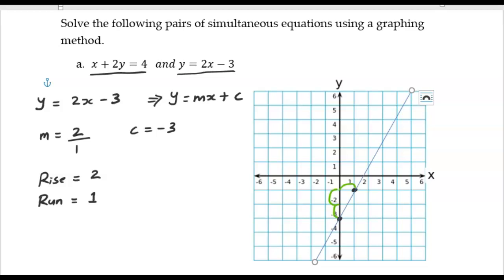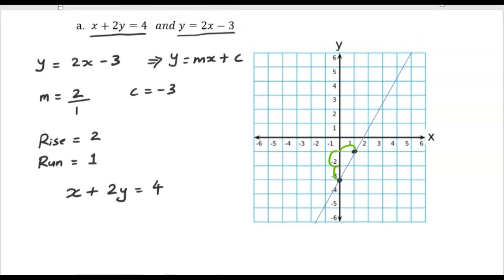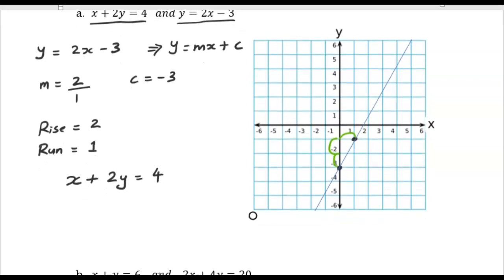Right, now I need to go ahead and sketch my second line. The second line has equation x plus 2y equals 4, right? Which is not in the format of y equals mx plus c. Now, which is where we're going to use our second method that we learned in the last chapter, right? So we talked about finding the x-intercept and finding the y-intercept of the line.